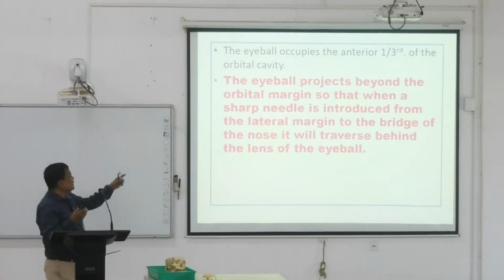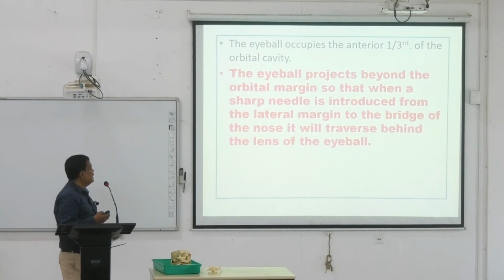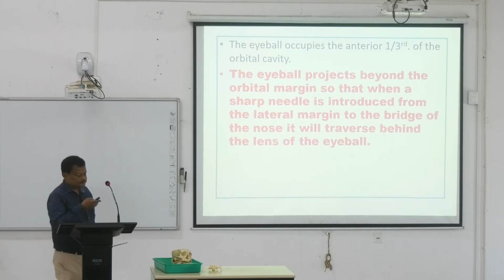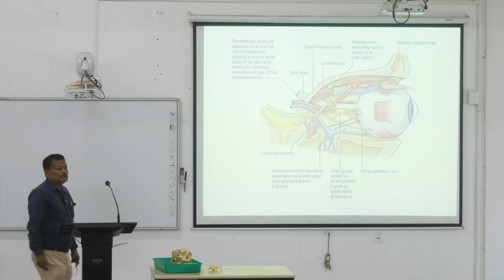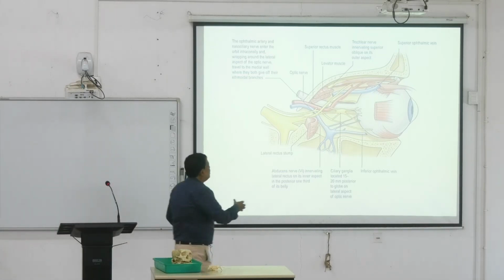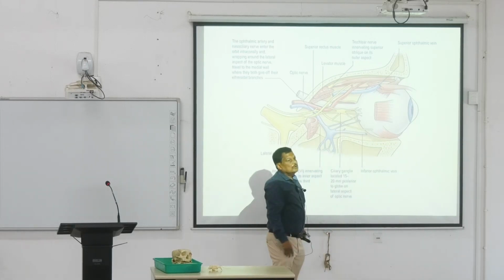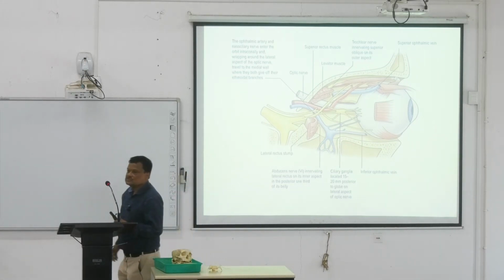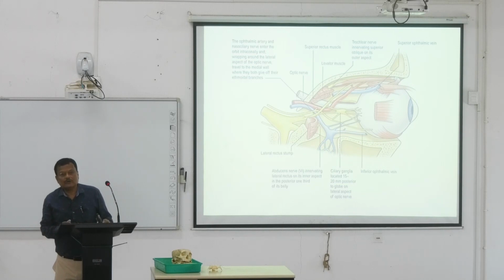যেটা বললাম, আইবল প্রজেক্টস বিয়ন্ড দ্য অরবিটাল মার্জিন। এই যে অরবিটাল মার্জিন থেকে প্রজেক্টস বিয়ন্ড, সো দ্যাট when a sharp needle is introduced from the lateral margin to the bridge of the nose, it will traverse behind the lens of the eyeball. This is the contents of the orbit. So look, the orbit doesn't only contain the eyeball, it contains the muscles. We call it extraocular muscles, which is maybe smooth and also striped. Some voluntary, some involuntary.